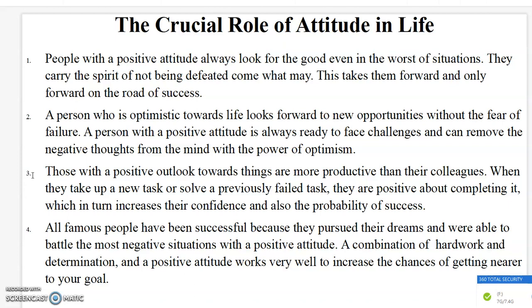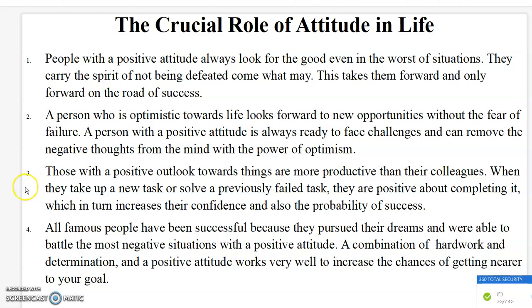3, those with a positive outlook towards things are more productive than their colleagues. When they take up a new task or solve a previously failed task, they are positive about completing it, which in turn increases their confidence and also the probability of success.